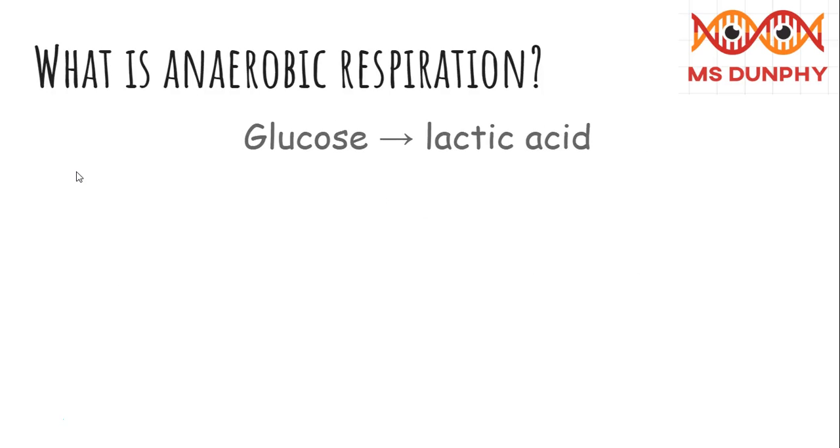When you do vigorous exercise and your body can't supply enough oxygen to your muscles, they start doing anaerobic respiration as well as aerobic respiration. Anaerobic just means without oxygen. It's the incomplete breakdown of glucose, making lactic acid. Here's the word equation for anaerobic respiration in muscle cells. Glucose to lactic acid.